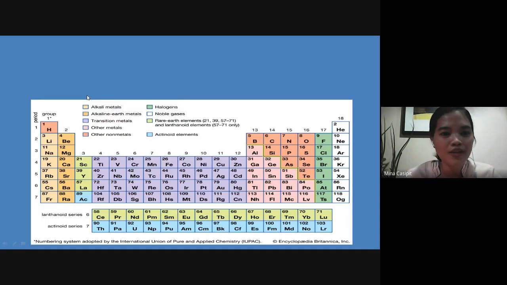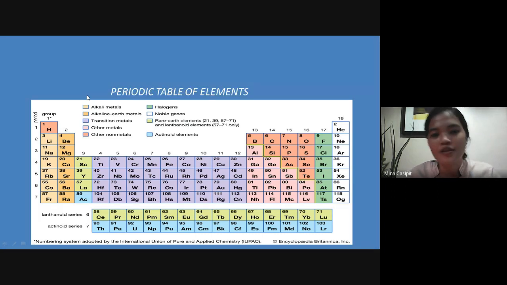Those elements you've mentioned are all included in this periodic table of elements. So we have here, as you can see, the name of the elements, the symbol, the mass number. Ano pa po yung pwedeng makita dito? If it is alkaline metal, alkaline earth metals, and the group and period where they belong. So, yun yung makikita po natin sa periodic table of elements.